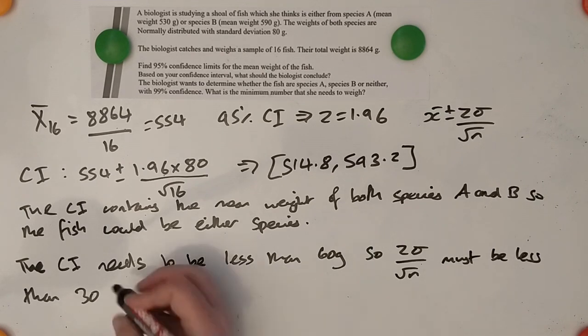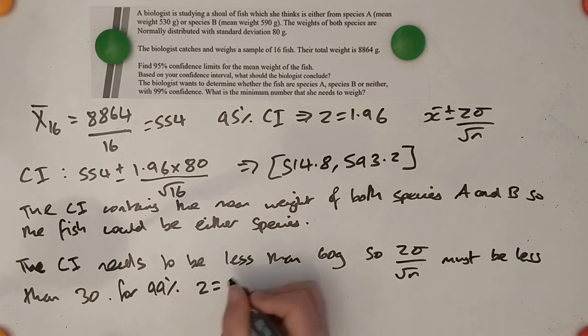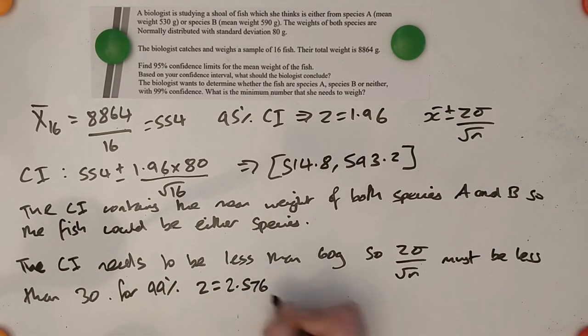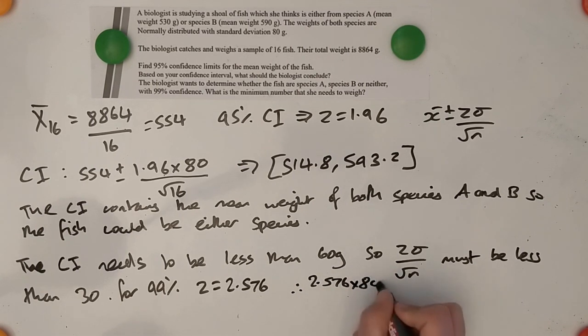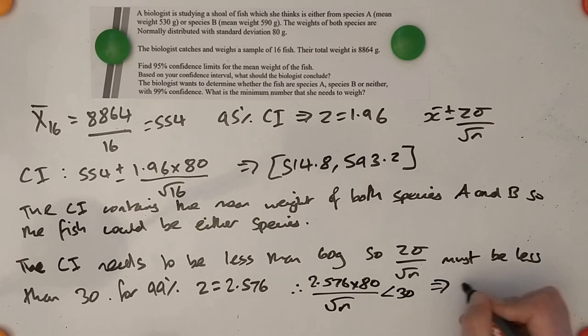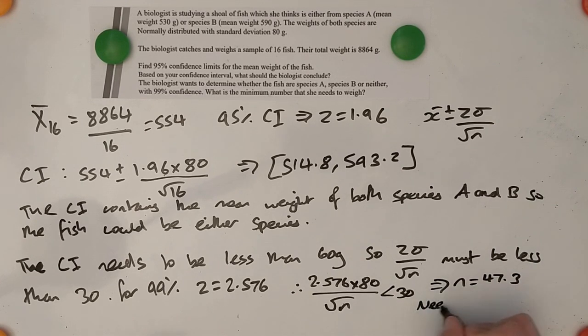So for 99%, my z is equal to 2.576. Therefore, I've got 2.576 times 80 over root n has to be less than 30. Solving that equation gives me n equals 47.3. So she needs to weigh 48 fish. Okay, that's it. That is Further Maths Stats done.